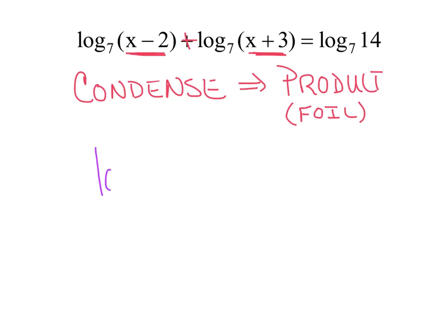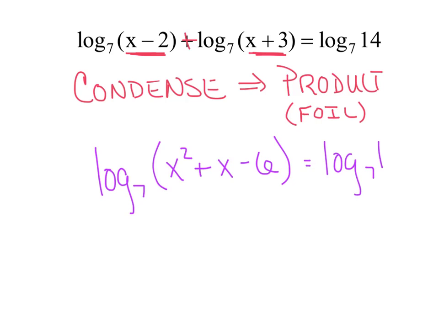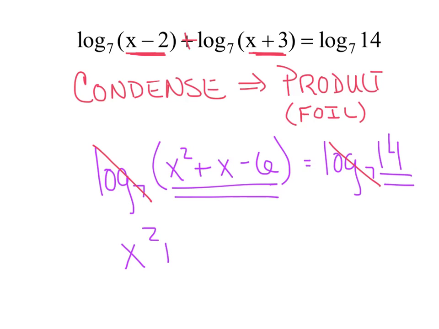I'm only allowed to write the word log one time on this side. As I FOIL, I'm going to get x squared. Combine my middle terms, I get plus 1x. Finish with minus 6 equals log base 7 of 14. Here's where things get different. I'm not going to convert it to exponential. What I'm going to do is I'm going to cancel the logs, and I'm going to set their inner functions equal to each other. X squared plus x minus 6 has to equal 14.